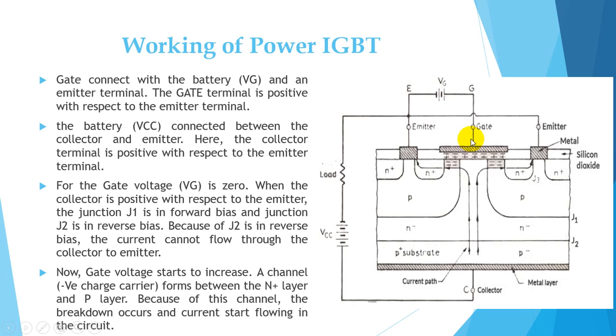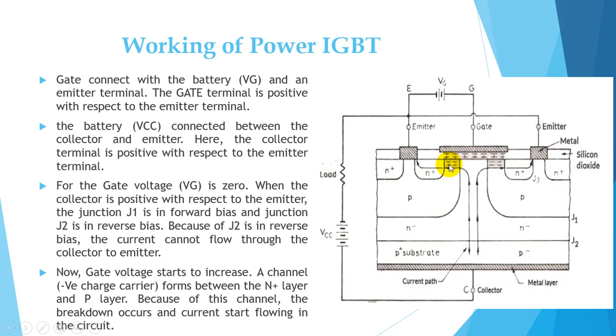Here silicon dioxide is acting as a capacitor. When you apply the gate voltage, this plate acts as a positive plate and this side acts as a negative plate. This side forms a positive charge, and inside this is going to be negative charge, and the other side will become positive.